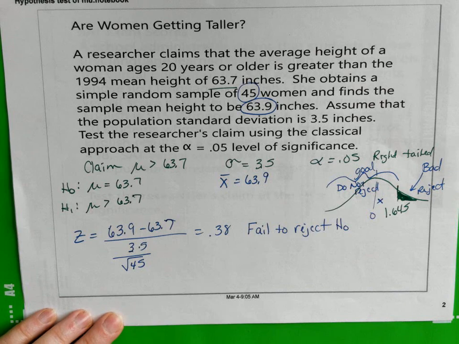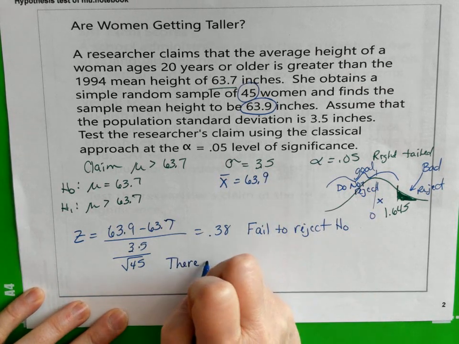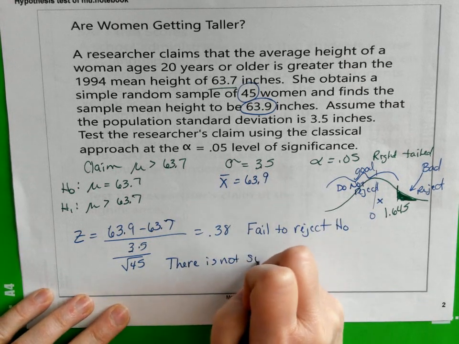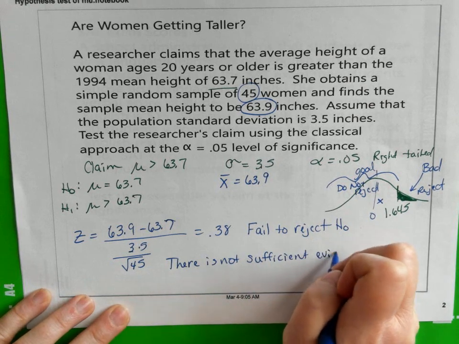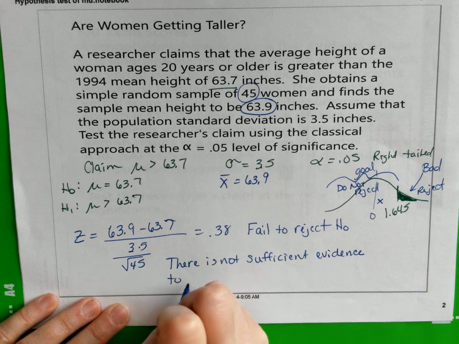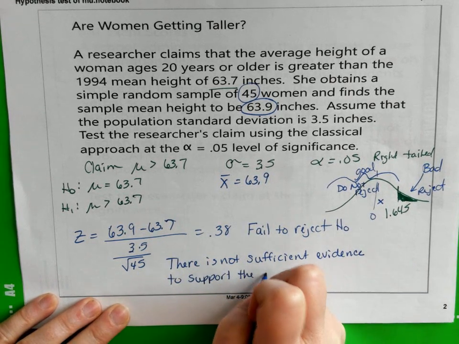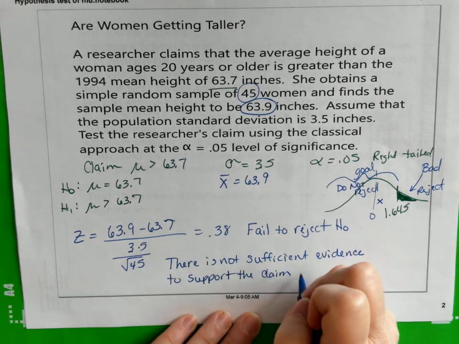So what does that mean? Well, that means there is not sufficient evidence to support the claim that women are getting taller.